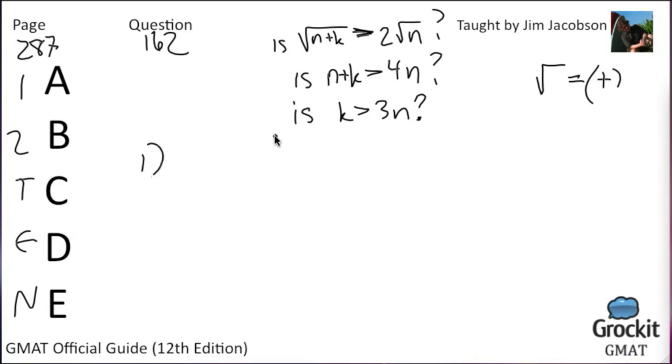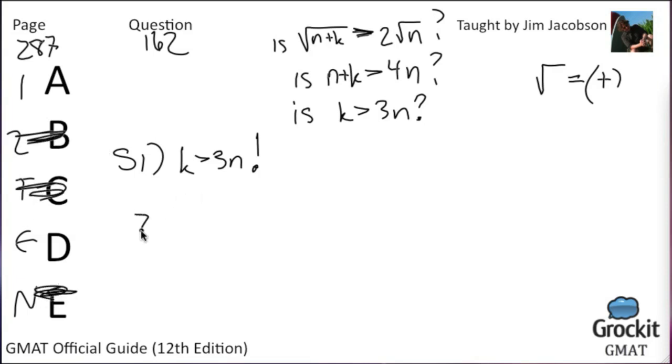Statement time. Statements, give us your information. Statement one tells us that k is greater than 3n. Wow. Exclamation point to answer our question mark here. So that clearly is sufficient. That's exactly what we figured out that we would be looking for. So we can cross off B, C, and E.